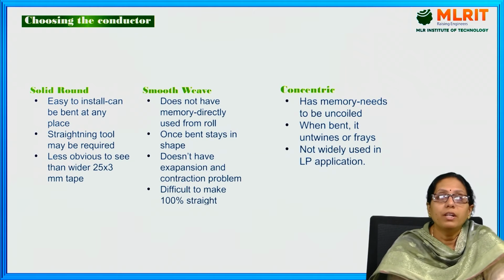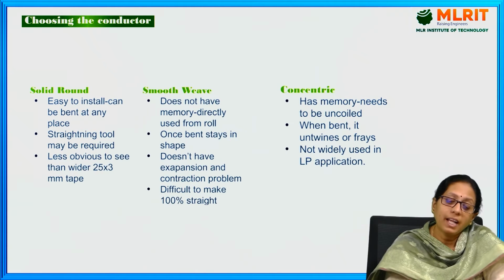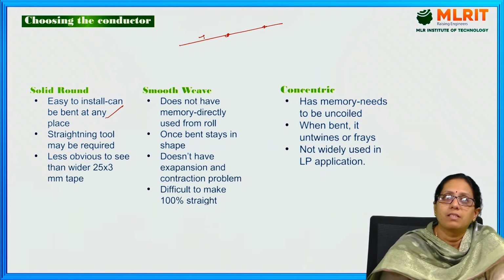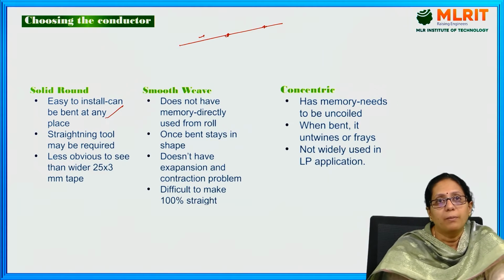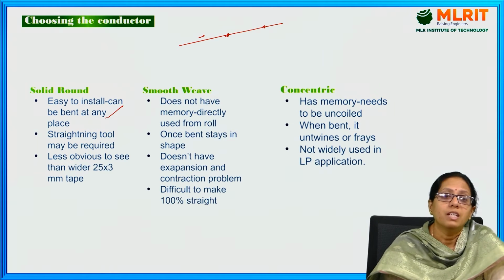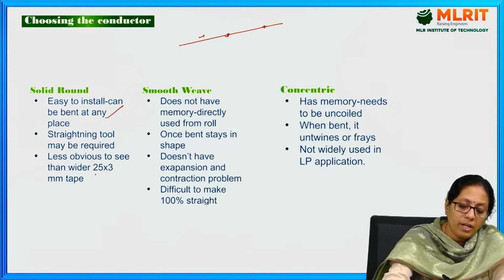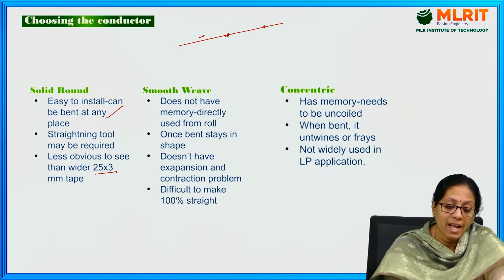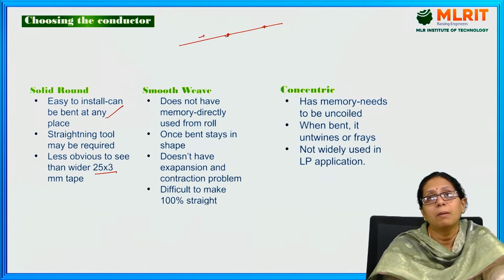In solid round, it is easy to install and can be bent at any place. That means a rod can be bent at any place. A straightening tool may be required for this, and it is less obvious to see, as it is as wide as a 25 into 3 mm tape.